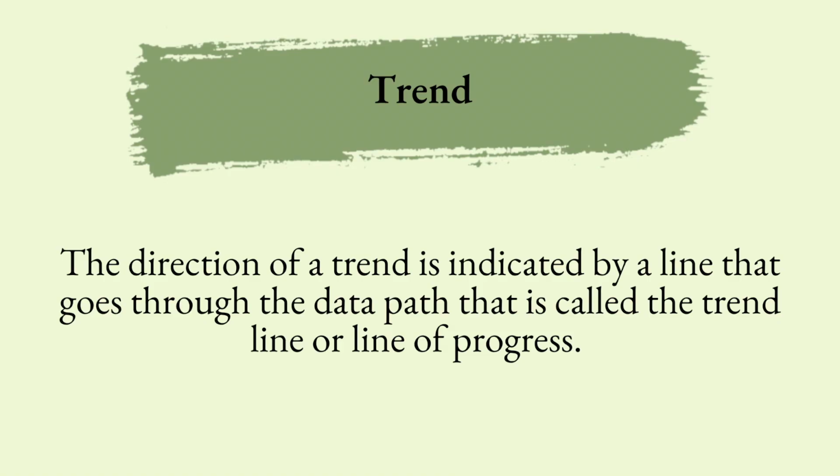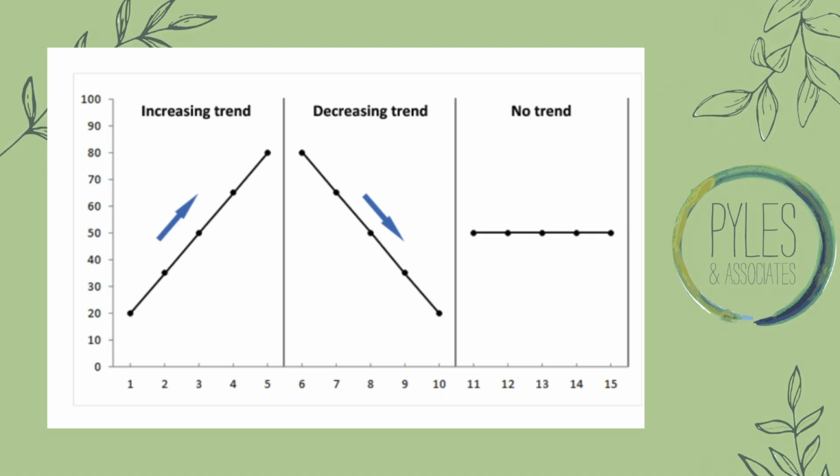The direction of a trend is indicated by a line that goes through the data path called the trend line or line of progress. If the trend is increasing, this means that the behavior of interest is moving up the y-axis, and that the behavior is increasing along the dimension that it's being measured. When the trend is decreasing, we can deduce that the behavior of interest is decreasing across the measured dimension, as depicted in our example.